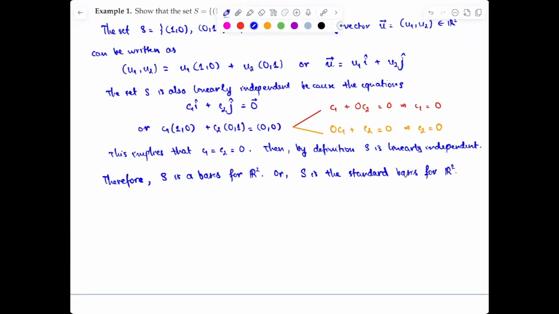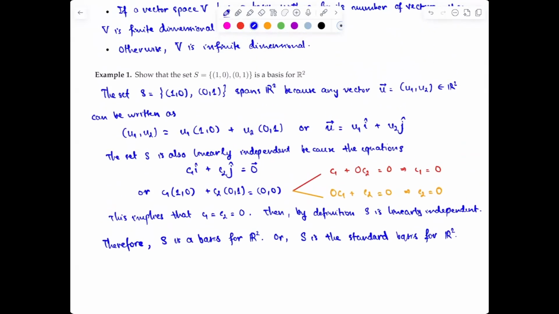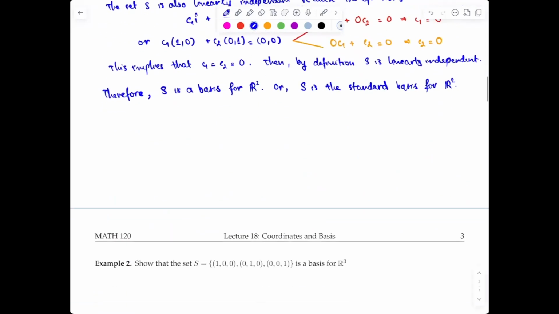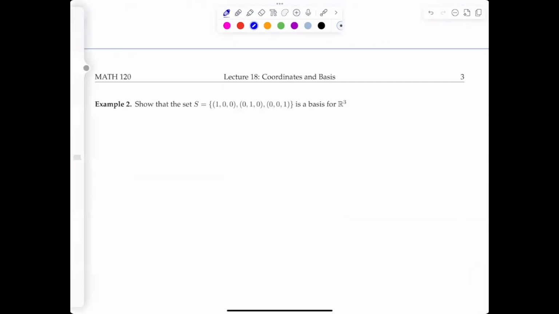Okay. Now we're going to do the same thing for the case of three-dimensional space. You have a set of three standard unit vectors i, j, and k, and we're going to go through the process again to check if the set spans R3 or not, and if the set is also linearly independent or not. Okay, so let's move on to example 2. In example 2, you have a set of (1, 0, 0), (0, 1, 0), and (0, 0, 1). So this set is the basis for R3. And we're going to show that that is the case. So this is i, this is j, and this is k.